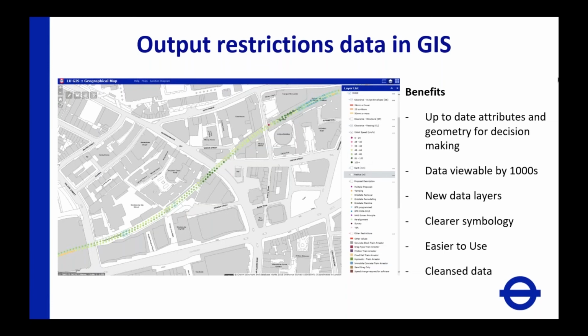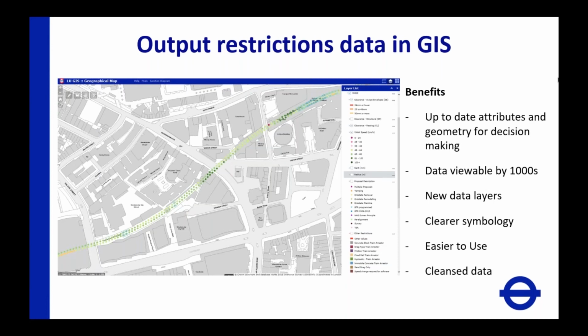But yeah, the benefits of all of this work are that we're giving people really up-to-date data. I think before, the data was quite a few years out of date. It was just a snapshot of data from one particular time when someone did the update. And now we're getting daily updates, so people can use that for their decision making. The data is viewable by thousands of people rather than just a select few. We've also got new data sets in there, which we didn't have before.